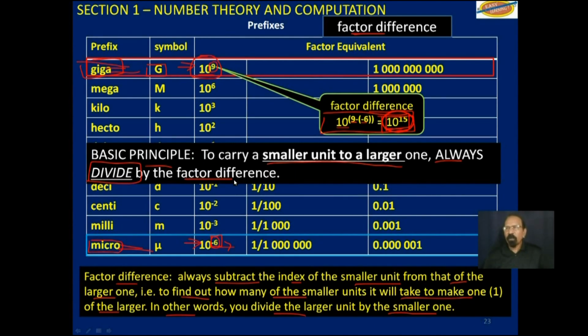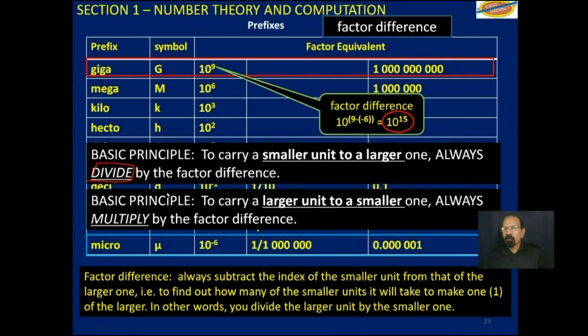So that's the three things. First of all, we need to know these factors here. Then we need to know how to calculate the factor difference. And the third thing is, if we are going from a smaller unit down here, going higher up, you will divide. Conversely, if you are going from a larger unit coming down, you will multiply by the factor difference. So from a smaller unit to a larger unit, you always divide by the factor difference. And from a larger unit to a smaller unit, you always multiply by the factor difference.